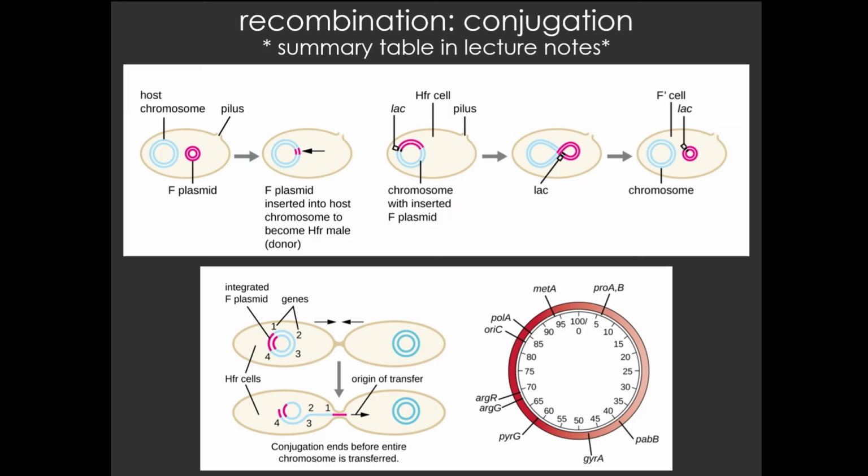So kind of cool, but functionally for this F prime cell, nothing's really changed. It's got a little bit of chromosome, which may or may not be useful to it, and it's got a bit of the F factor.